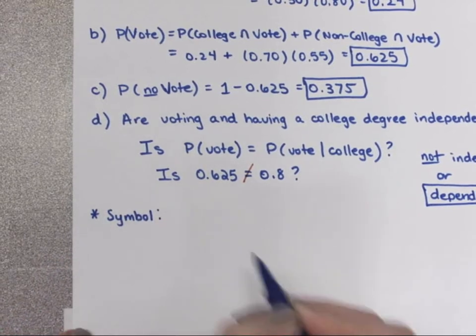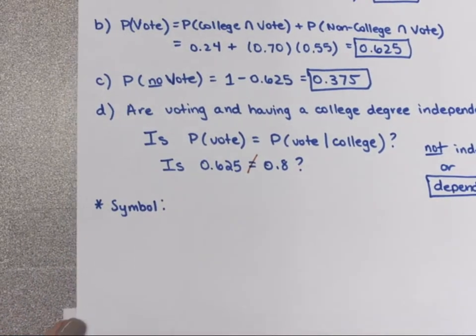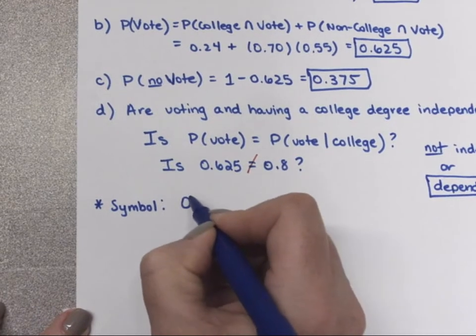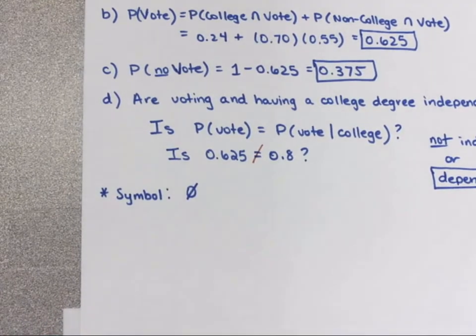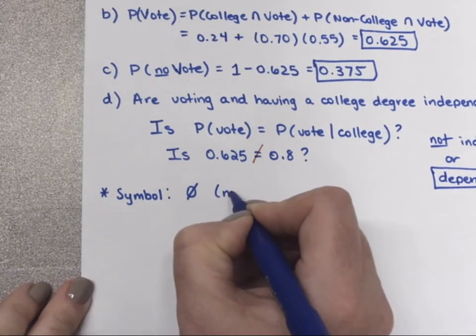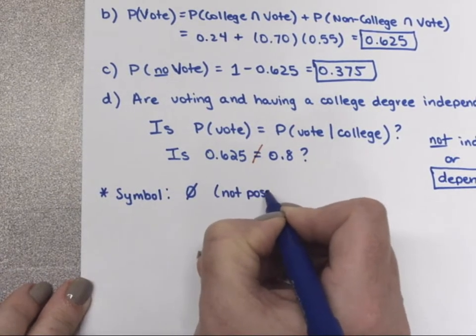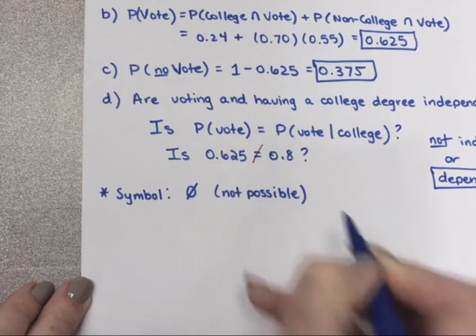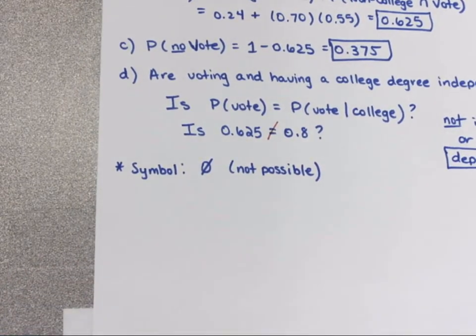So just so you know, because we might see this somewhere, if you tend to make your zeros with a slash mark through it, I think I've talked about this semester already, but a zero with a slash mark actually means not possible. It doesn't mean zero. So if you see a zero with a slash mark, it means that the probability is impossible. It means it can't happen.